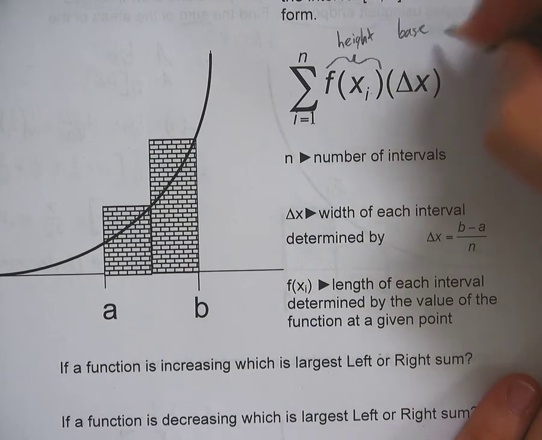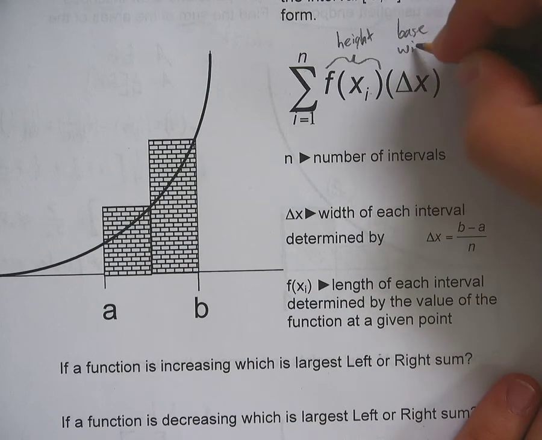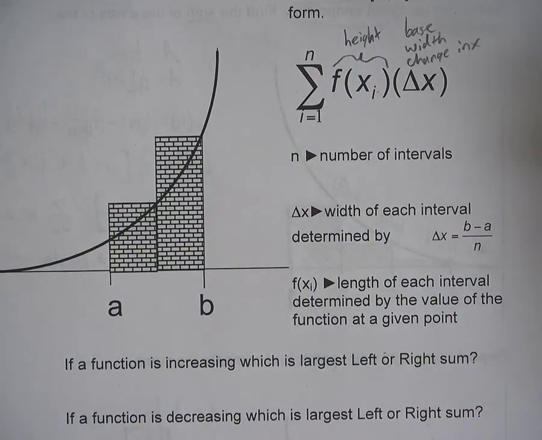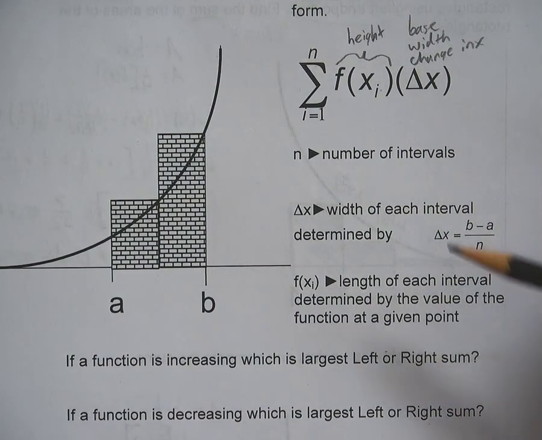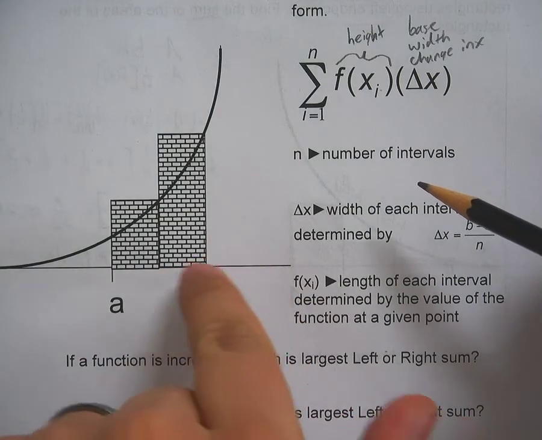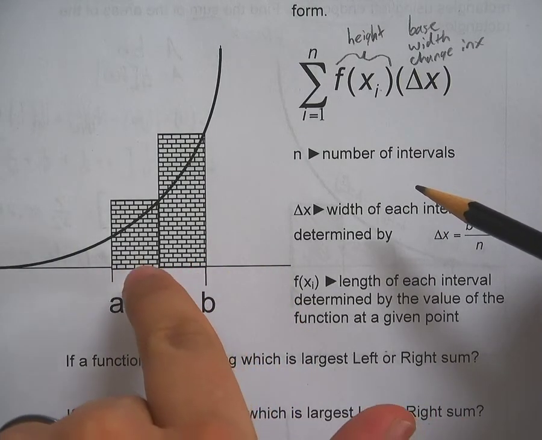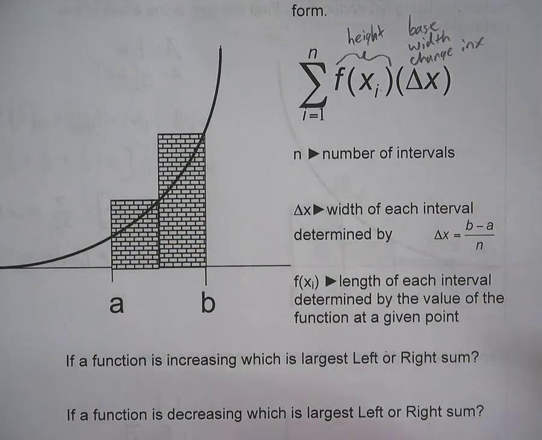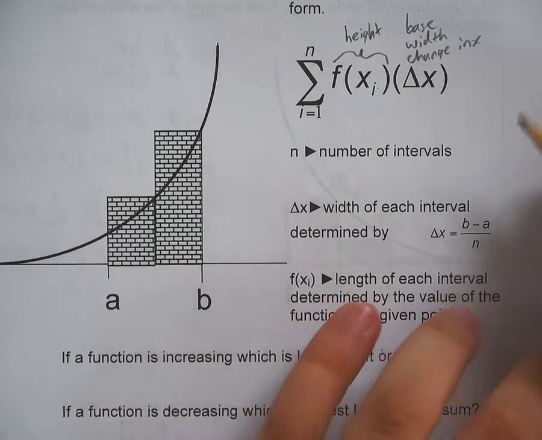It's how much your base width is changing, the change in x. So it's just how big is your base, right? N is the number of intervals. With this particular example, we have 2 intervals. I'm doing 2 sums right here. So it's going to be 2 intervals for this one.